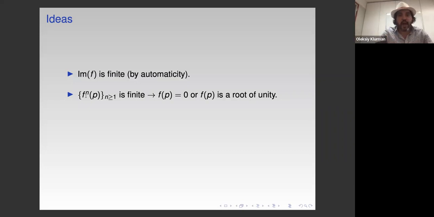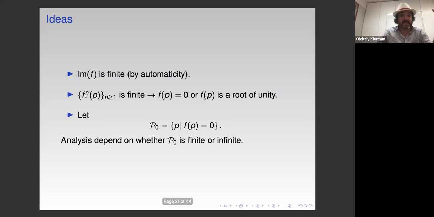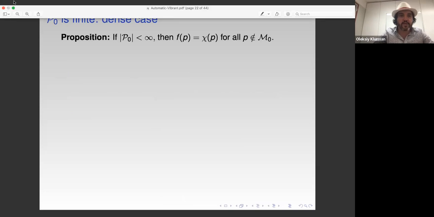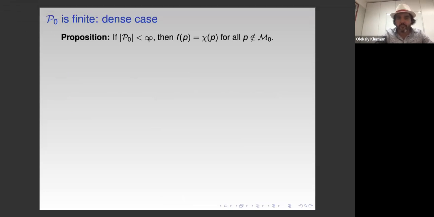That motivates you to define a set, to understand these automatic multiplicative functions. Let me look at the zero set: let me look at all primes for which f of p is 0. The entire observation that started all this business of characterization, all the works, rely on the following simple proposition. If my function f vanishes at infinitely many primes, then I claim that f of p is a character for all other primes.